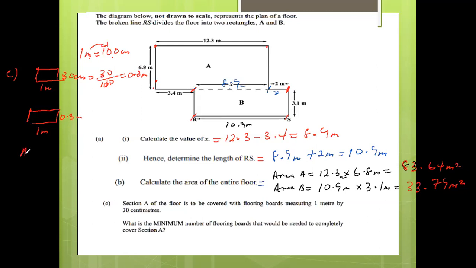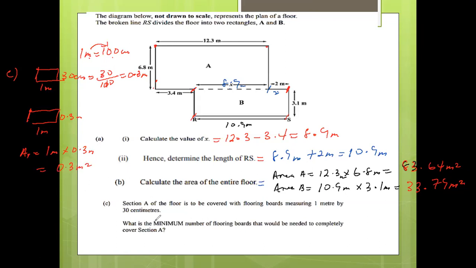So we can go on to find the area of the flooring board, right? Which would have been 1 meter times 0.3 meter. Now, when we multiply 1 meter times 0.3 meter, what do we get? 0.3. We get 0.3 meters square.